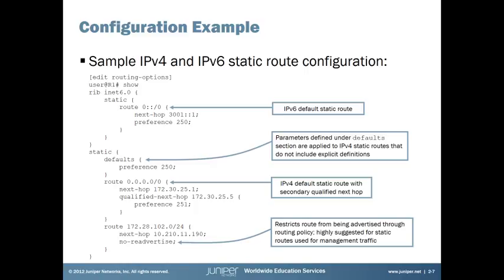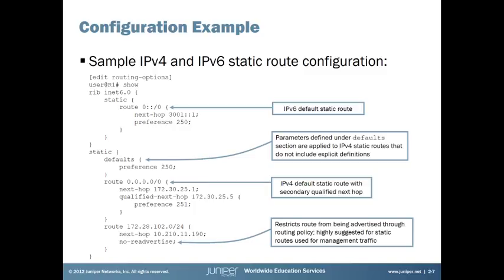Okay, so here's an example. Under edit routing options, we've got a route. We've got a default. This is an IPv6 route, and we're actually setting a route preference right there. You can set a route preference on any next hop. You don't have to use the qualified next hop statement to set a route preference. You only do that when you've got 2 next hops, or more than 1 at least. But you can set a route preference on any static route.